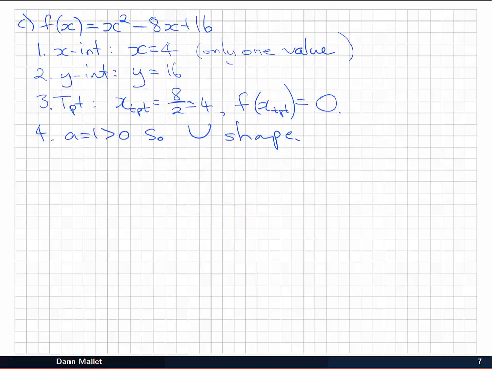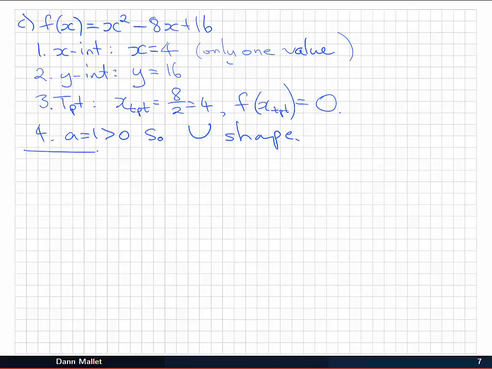The third example we have is f of x equal to x squared minus 8x plus 16. I'm going to leave some of the detail to you here, but first of all we have the x-intercept. You'll find that when you solve the quadratic you only get one value for the solution here. It's x equal to 4. The y-intercept, again, you can read off, is y equals 16. The turning point, minus b over 2a, is going to give us 4, and the function value there is 0. And finally, a is equal to 1, which is greater than 0, so we have an opening upwards shape.